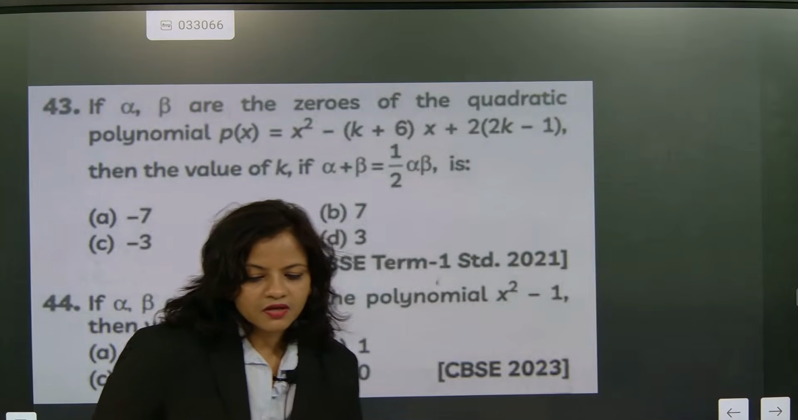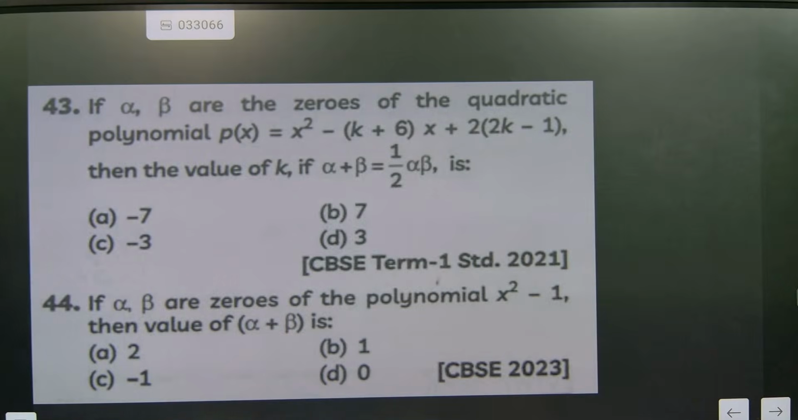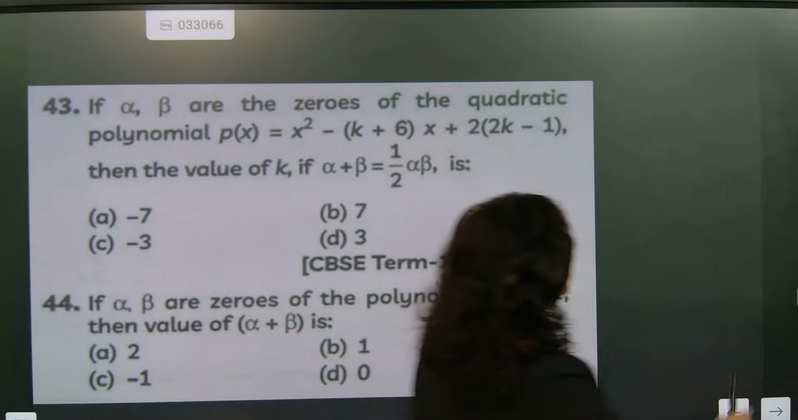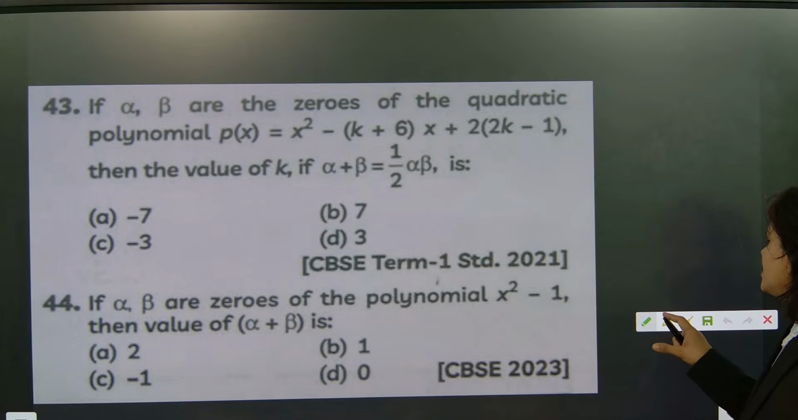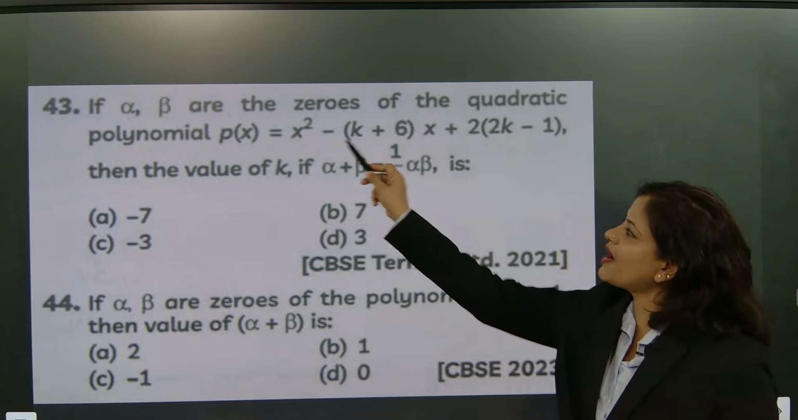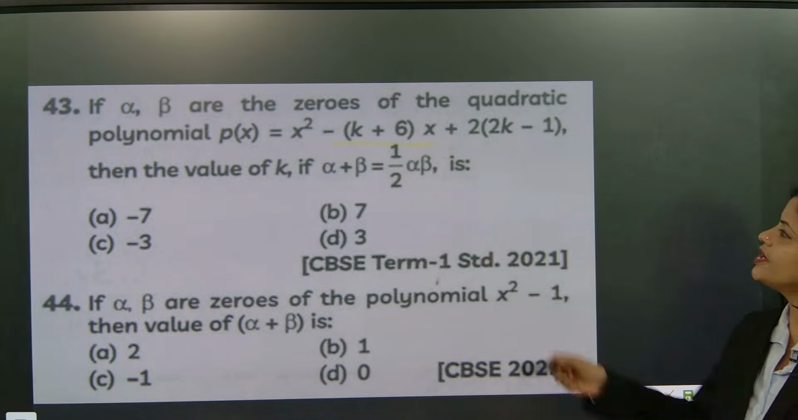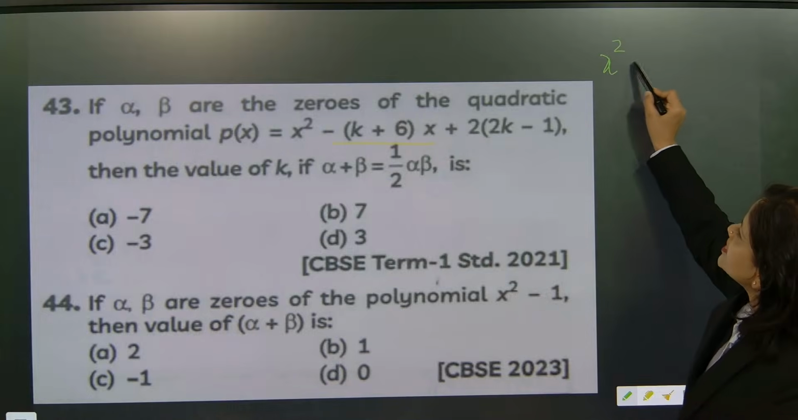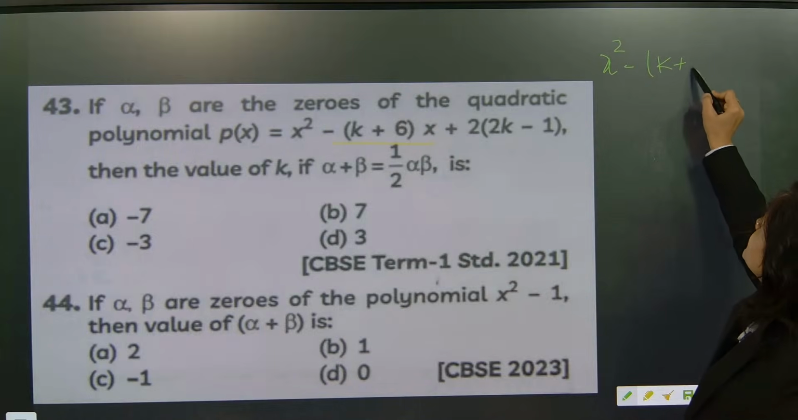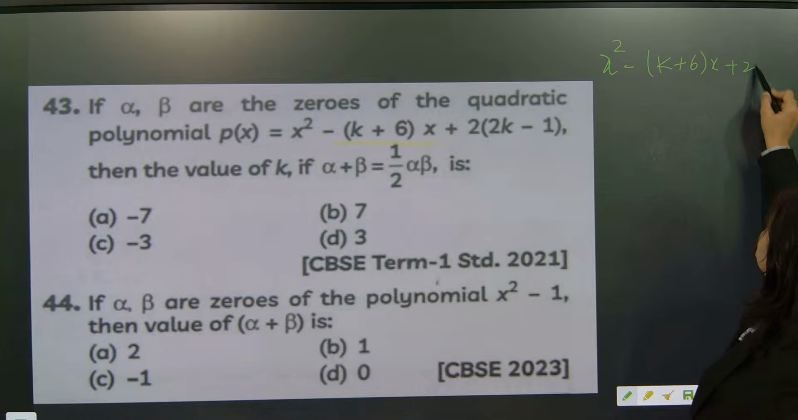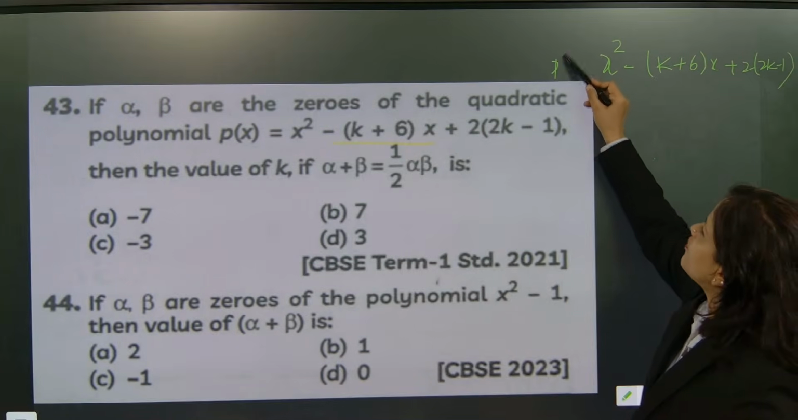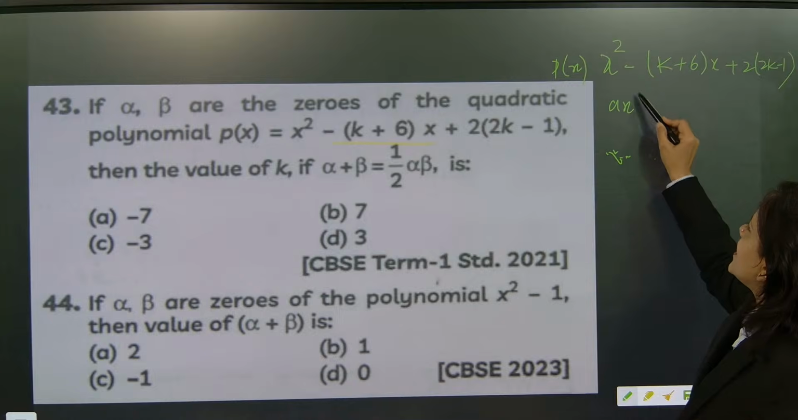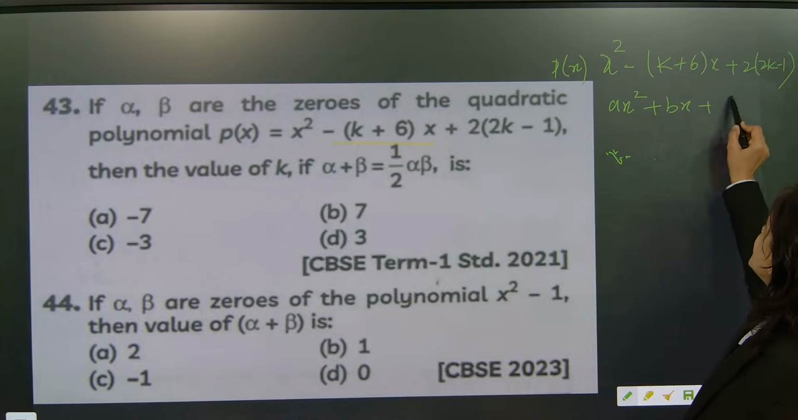Option A. See, easy question or tough question? Now look here, we will make it easy. First we need to understand what they are asking actually. See, this part, x square minus (k plus 6)x plus 2k minus 1, is there. Understood? If we compare it with ax square plus bx plus c, this is p of x. What is a, beta?